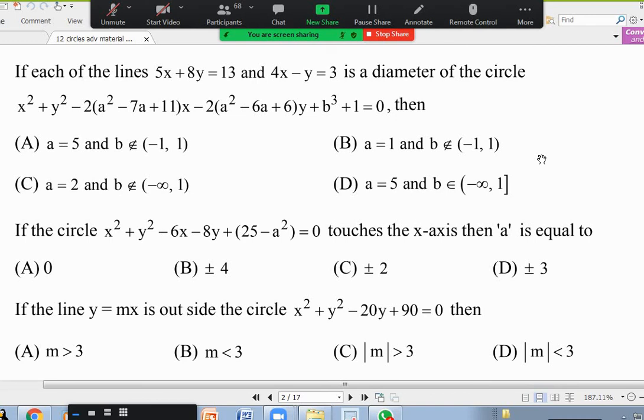Okay, I'm erasing the 7th one. Is it okay? Yes, sir.